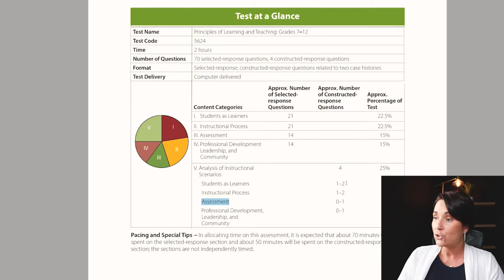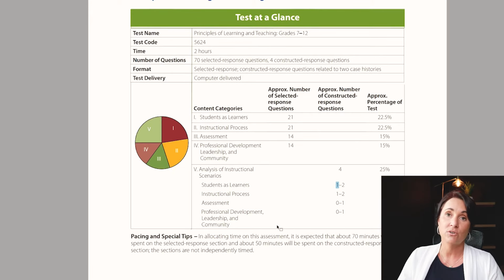You could get 2 questions from students as learners and 2 questions from instructional process here and not get any for assessment and not get any for professional development. Or you could get 1 from professional development, 1 from assessment, 1 from instructional process, and 1 from students as learners. It just depends on which test you get. But you will always get at least 1 from these 2 content categories here.